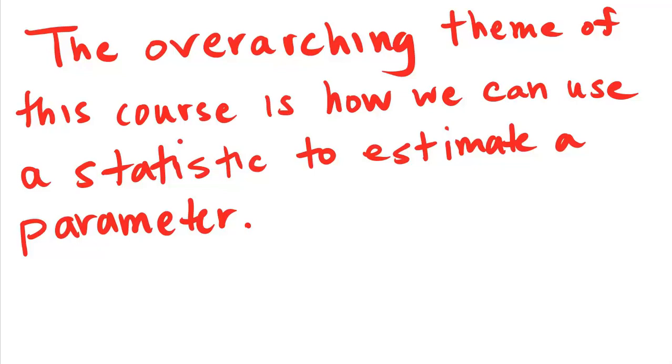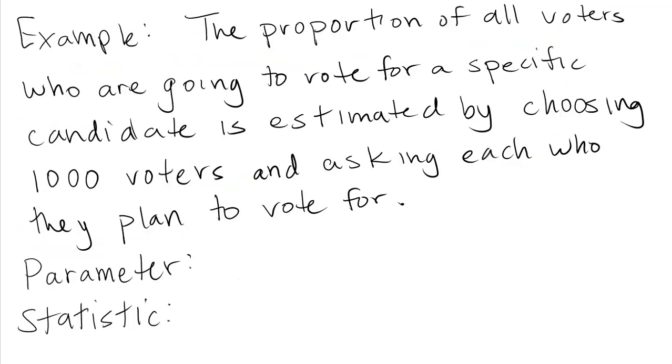Basically, what this whole class is about, what we're building towards, is how to use a statistic to estimate a parameter. We're also going to talk a little bit about testing claims about parameters, but that's in the same vein. It's a very similar idea. Let's go back to our previous example and see if we can tell the difference between the parameter and the statistic. It says the proportion of all voters who are going to vote for a specific candidate is estimated by choosing 1,000 voters and asking each who they plan to vote for.